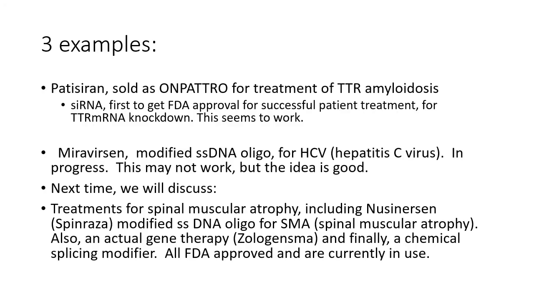So we're going to do a couple of examples. One is an oligo called Patisiran, which is for the treatment of TTR amyloidosis. This was a silencing RNA, and it was the first one to get approval from the FDA. It's a good one. Okay. Next time we'll talk about treatments for spinal muscular atrophy, a modified single-strand oligo.